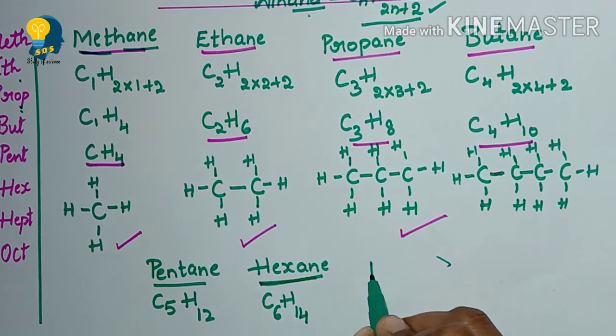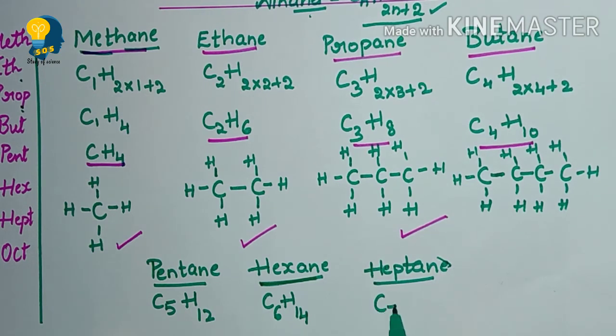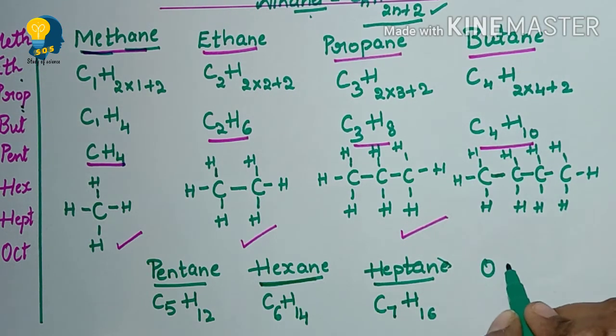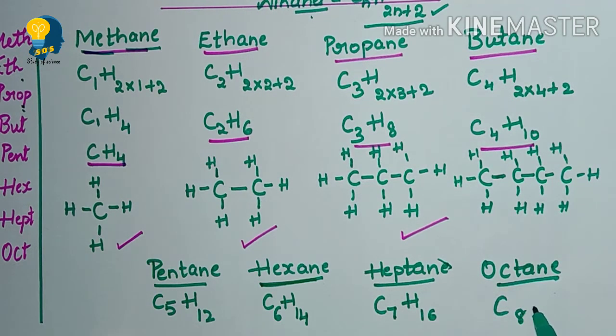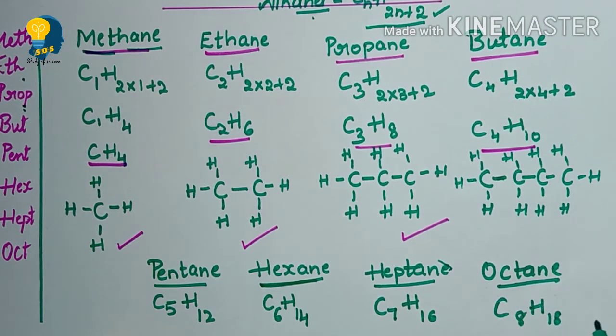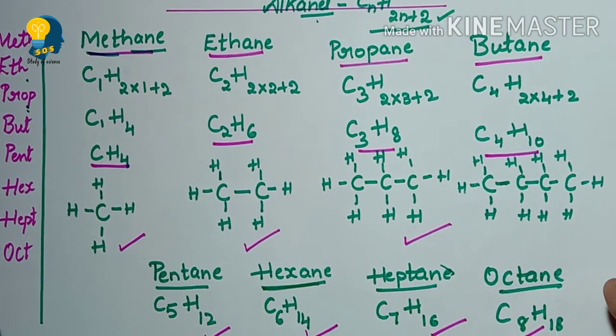Then heptane. Heptane is the seventh member. So C7H, 7 2s are 14 plus 2 is 16. Then octane. Octane is C8, 8 2s are 16 plus 2 is 18. C8H18. So this is how we write the molecular formula for pentane, hexane, heptane and octane as well.